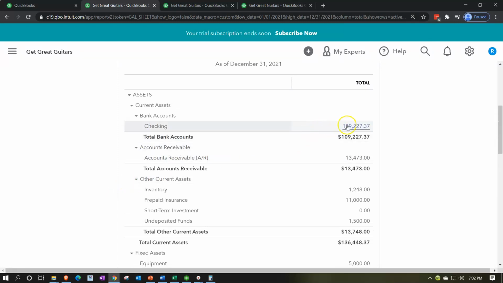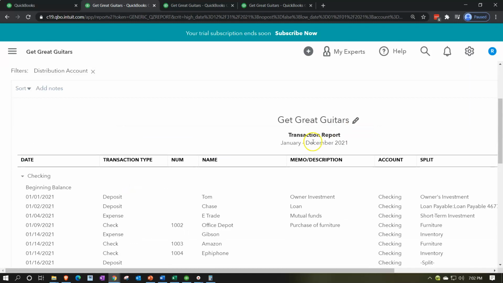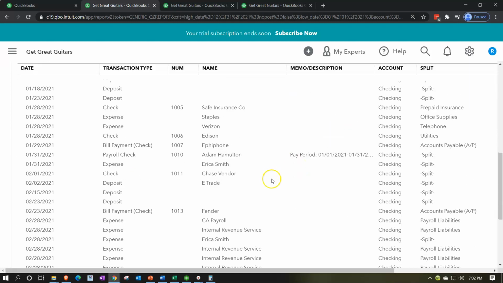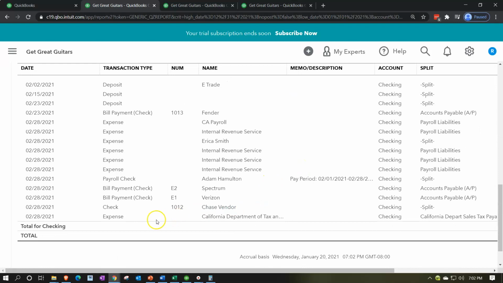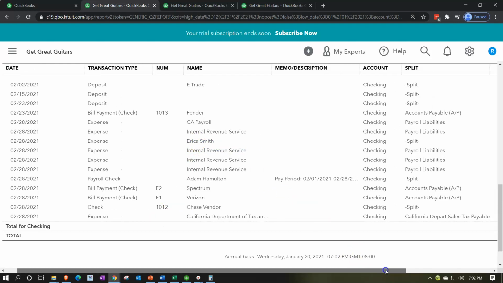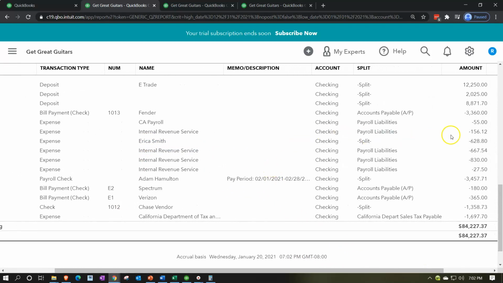So in the checking account, we got a decrease. Going into the checking account to view that decrease for Erica. So where's Erica? There she is. We have all this stuff happening at the end of the month. It's kind of hard to see, but there it is. There's the 628. That's for the net check that was taken out.